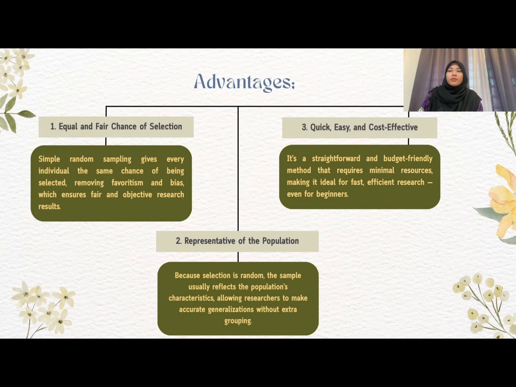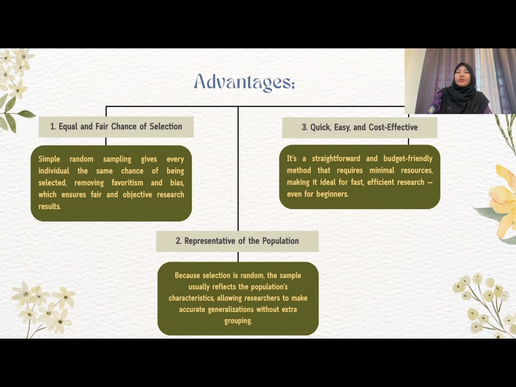For instance, if the population consists of 50% females and 50% males, a simple random sample is likely to reflect a similar gender distribution. This representativeness allows researchers to draw more accurate and reliable conclusions about the entire population while saving time and effort in the sampling process.